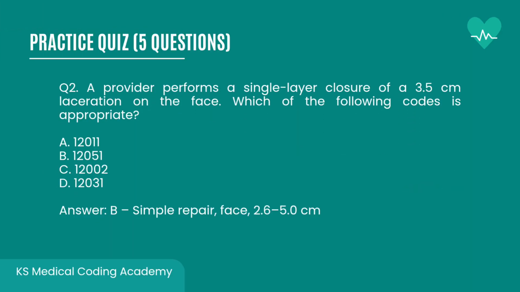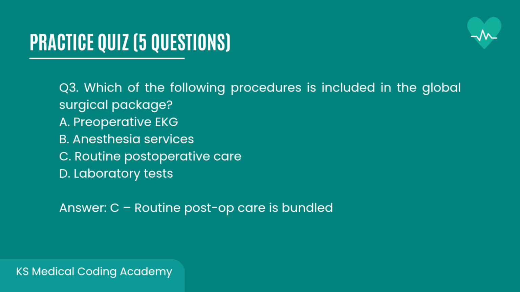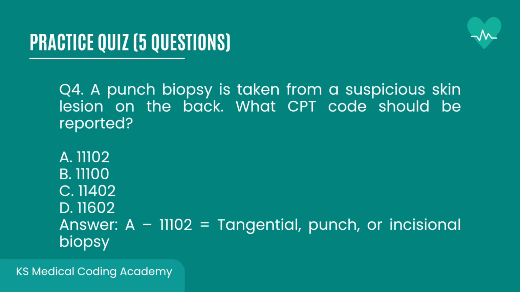Question 2. A single layer repair of a 3.5 cm laceration on the face is performed. Answer: 12011, simple repair, face, 2.6 to 5.0 cm. Question 3. Which service is included in the global surgical package? Answer: routine postoperative care. Question 4. A punch biopsy is performed on a lesion on the back. Answer: 11102, punch or tangential biopsy.